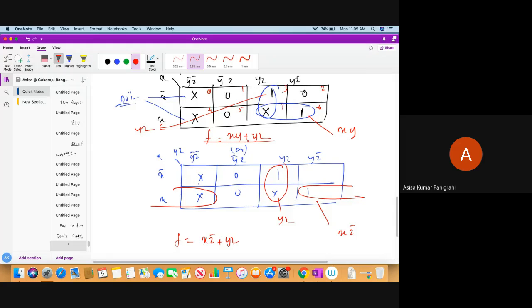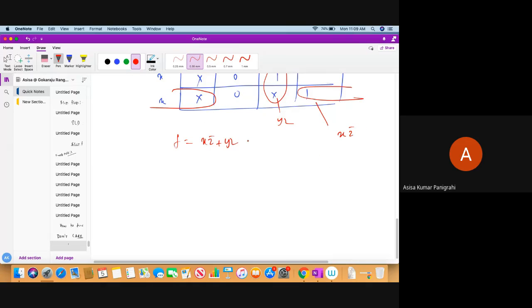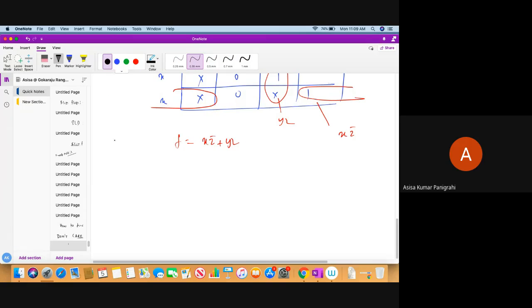Because here, don't care should be used only if it is giving a minimum number of literals, and at least one minterm should be there to combine. If there are no minterms, only don't cares, you should not combine, which gives you an extra literal, because we need a less cost design. Extra literal means extra cost. Okay. So next question I'll do.